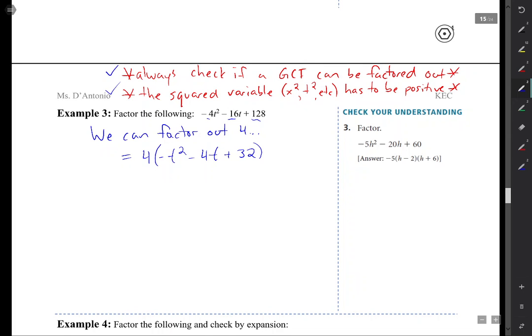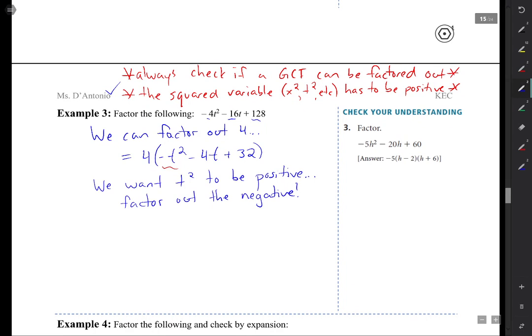Okay, so we completed this first rule here. Let's look at the second one. The squared variable has to be positive. Well, let's look here. Is the squared variable positive? No, it isn't. It has a negative sign out front of it, so we need to factor out a negative. So I just wrote here that we want t squared to be positive, so let's factor out the negative.